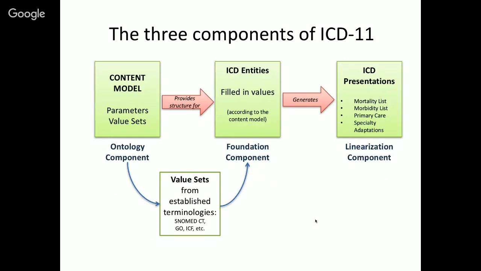And those terms are then used to create what WHO calls linearizations. Basically, what are the list of codes we would care about for defining mortality? What are the list of codes for morbidity? What about primary care? What are the codes we care about in care situations that are resource limited, and so on. And so there's the ontology component, which represents the content model, the foundation component, which is the actual terms, and the linearizations, which are the views.